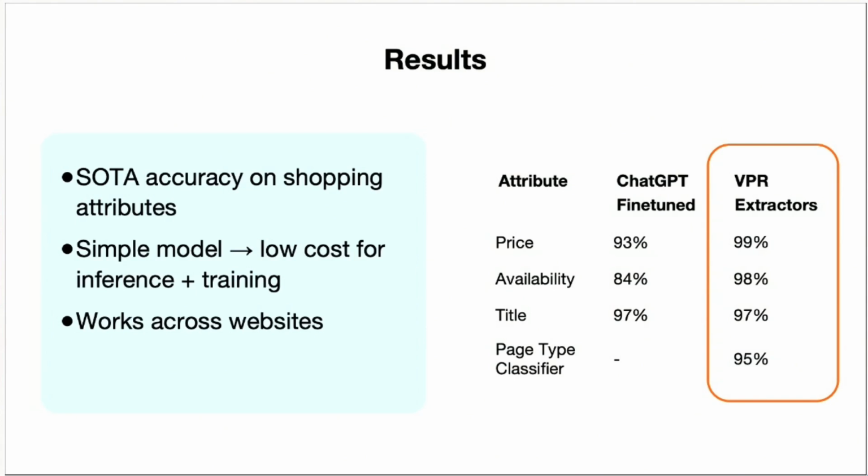They also work across websites. So we don't have domain-specific models. It helps with scaling up on the number of websites as well. We have applications not just for attribute extraction, but also for classifying the pages.